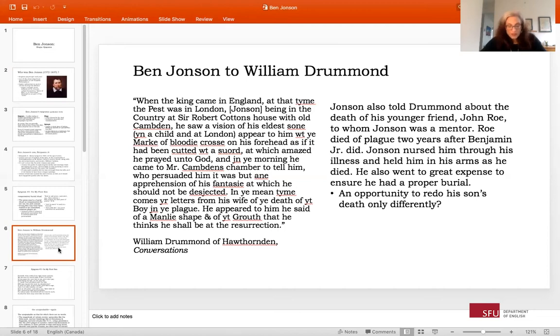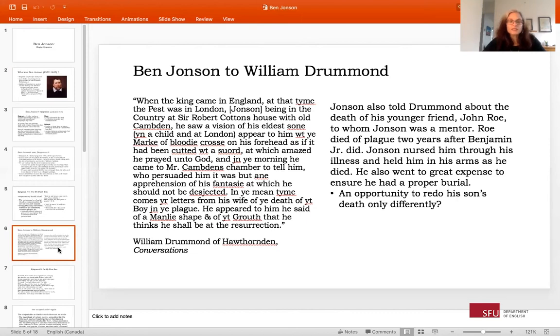Now, the other story that Johnson told Drummond that seems particularly relevant is the story of John Rowe's death. Two years after Benjamin Jr. died, John Rowe also died, and also of the plague, or the pest, as Johnson called it. As Johnson tells the story, he nursed John Rowe through his illness and held him in his arms when he died. And then he went to great length and expense to ensure that John Rowe had a proper and suitable burial.